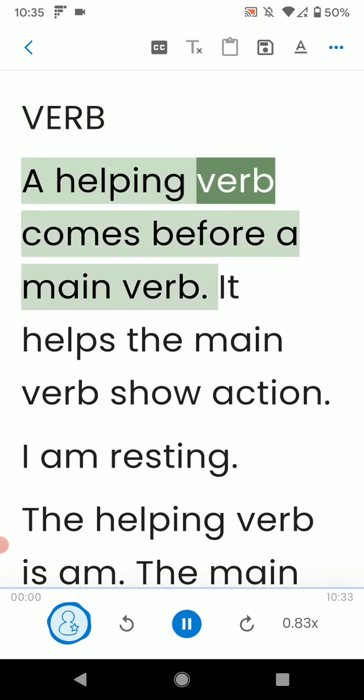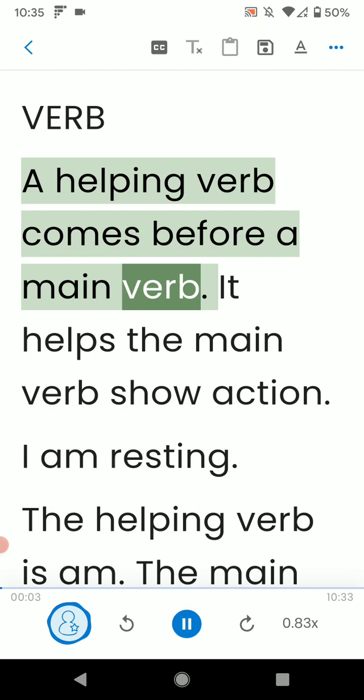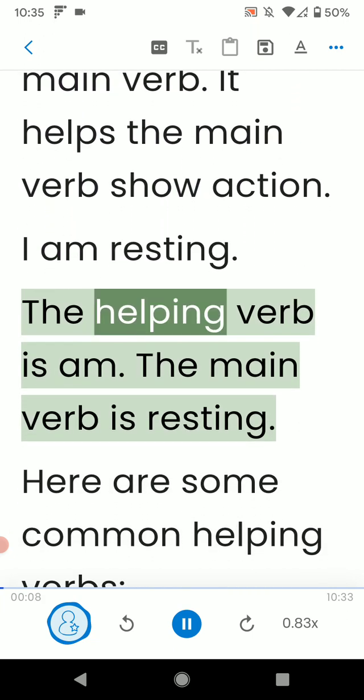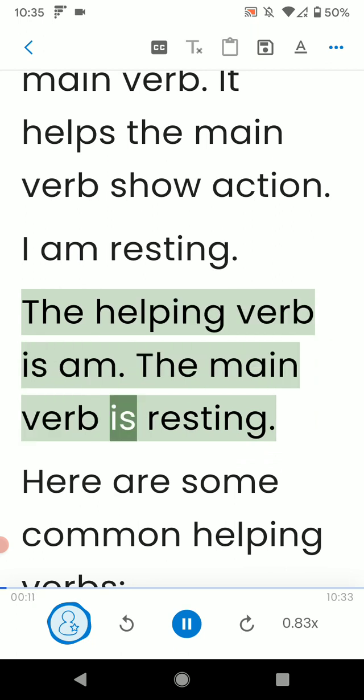Helping verb. A helping verb comes before a main verb. It helps the main verb show action. I am resting. The helping verb is am. The main verb is resting.